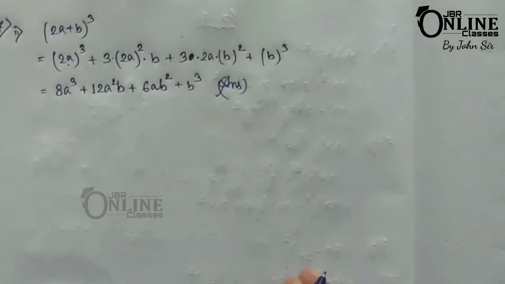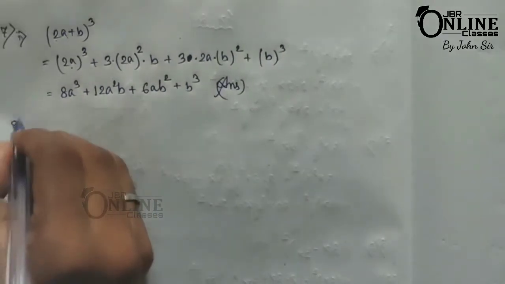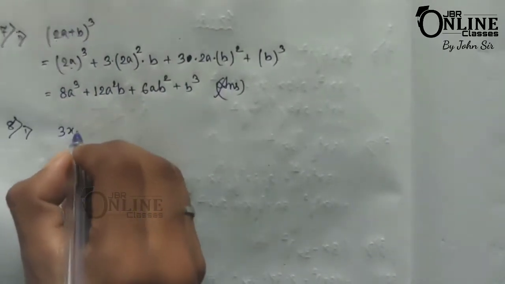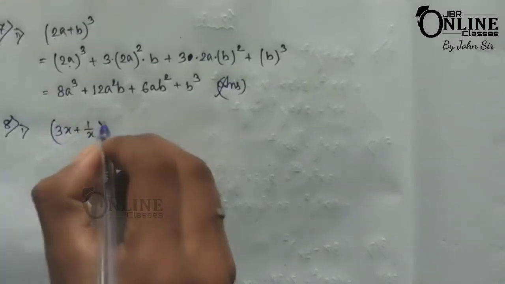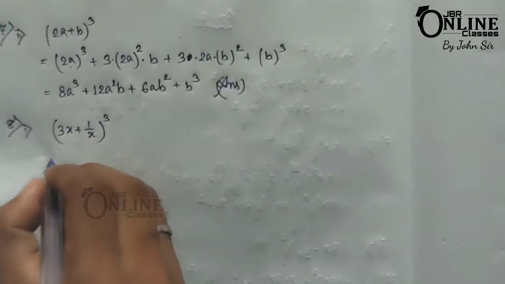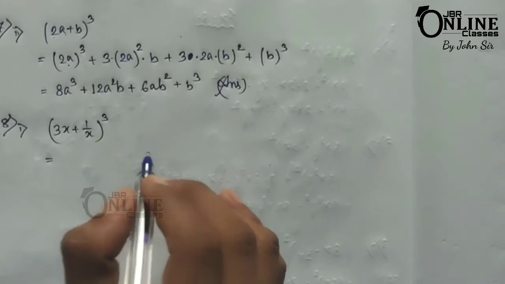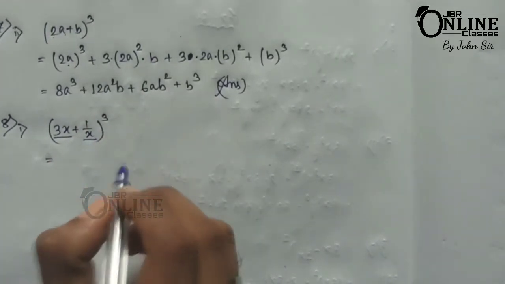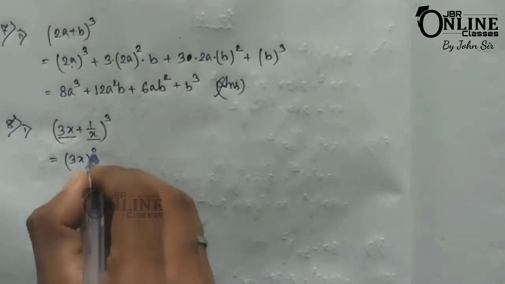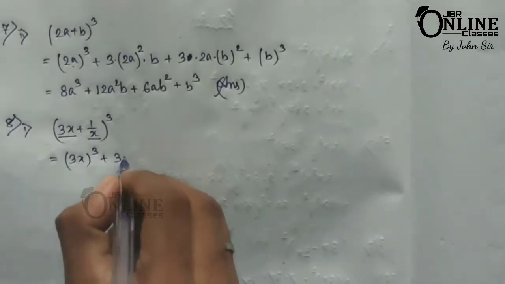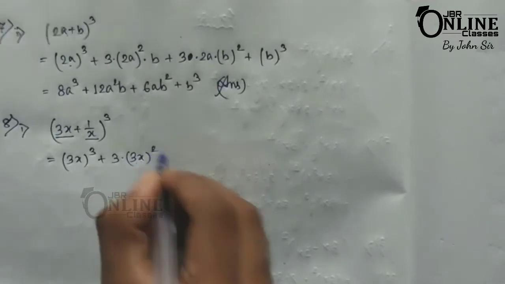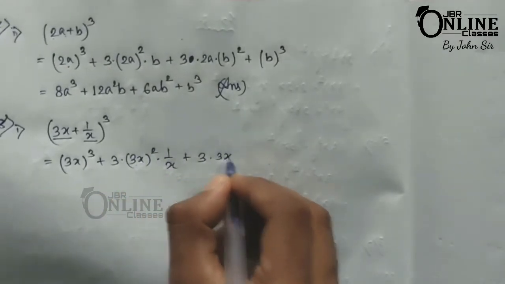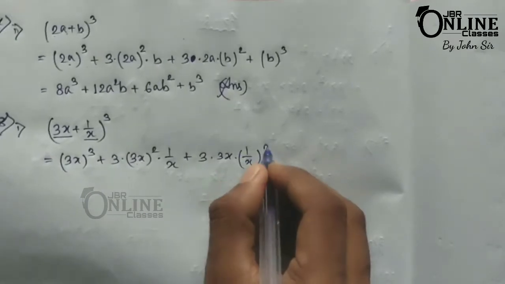Now sum number 8. In sum number 8, the first one, 3x plus 1 by x whole cube. That means here you can also apply the a plus b whole cube formula. So here 3x equals a and 1 by x equals b. So first a cube, then plus 3 into a square into b, then 3 into a into b square, the last one b cube.